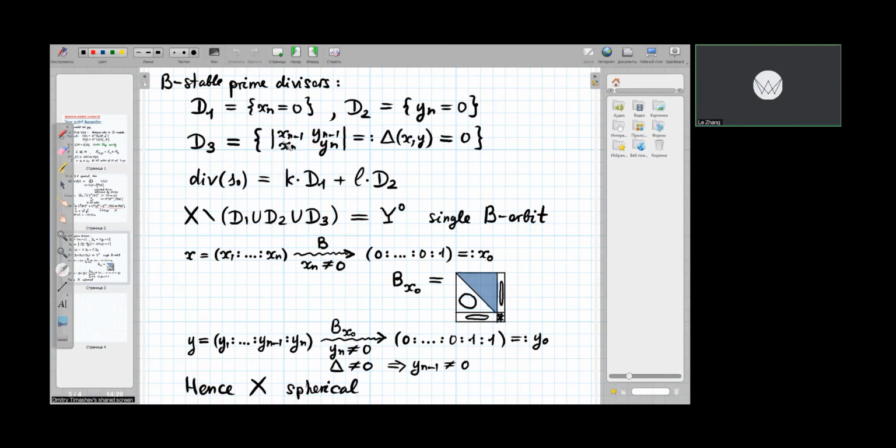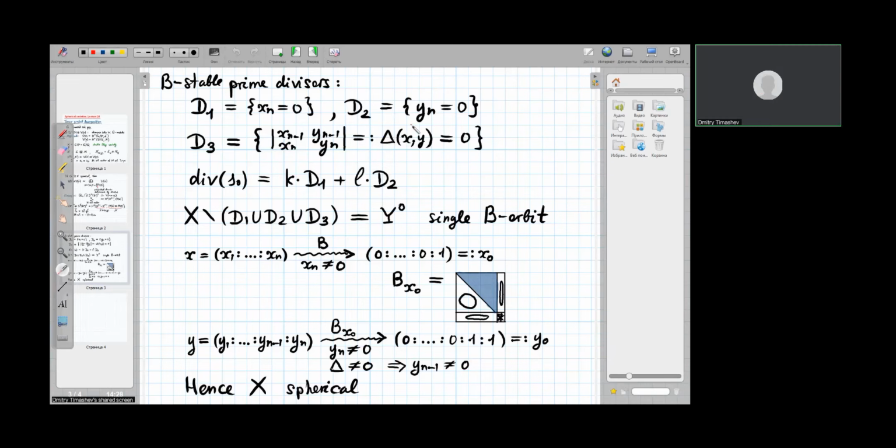For n equals 1, D3 is not a color. For n equals 2, D3 is not a color. But for n greater than 2, D3 is a color, because this homogeneous form is not G semi-invariant, only B semi-invariant, if n is greater than 2. Okay?